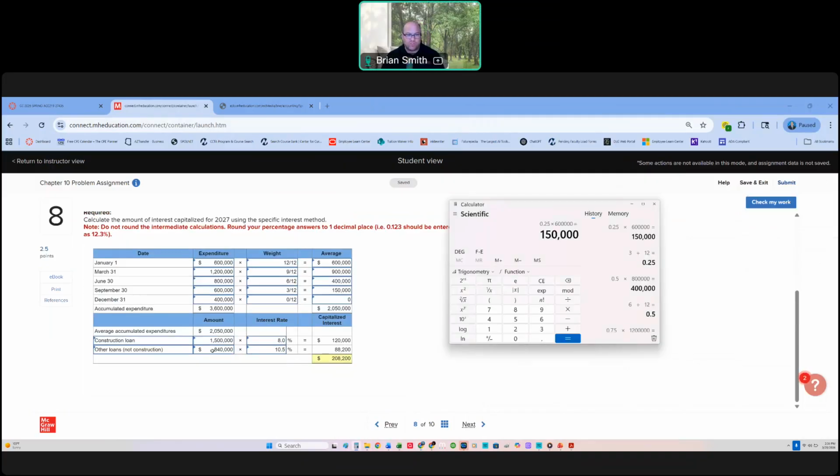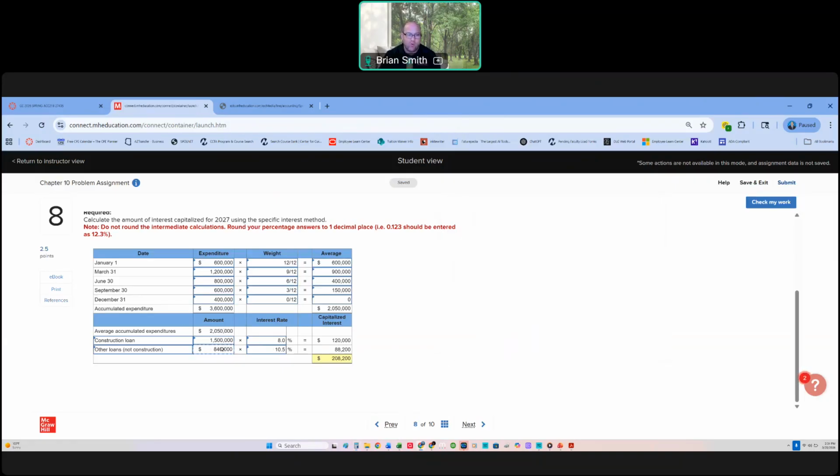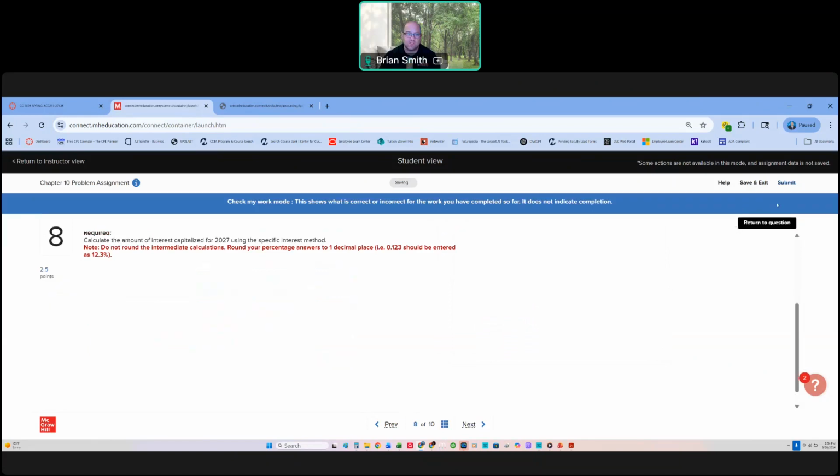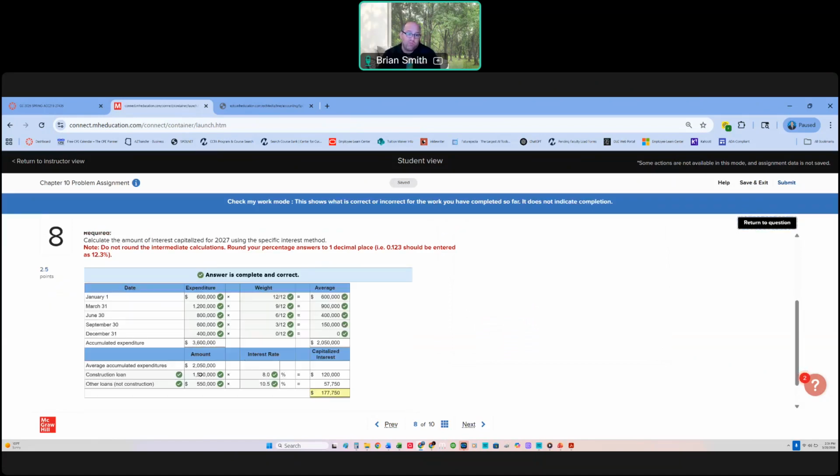Because these other loans, they're not construction related, but our average accumulated expenditures was higher than our construction loan. We're going to subtract. I just thought of this. I don't even know if this is going to do it for us, but if I subtract, yeah, I'm willing to bet it's this 550 right here because we're basically putting too much money in here to calculate for loans above our actual expenditures. I don't remember that actually coming up in the video. Let's see if that worked. That's the only way I can figure out. Okay, so just make sure that when you're doing these that you don't exceed whatever the average accumulated expenditures are, which is what I did with the other loans.